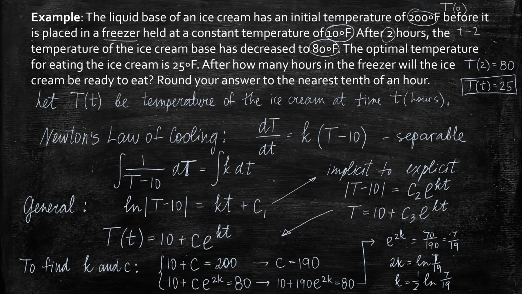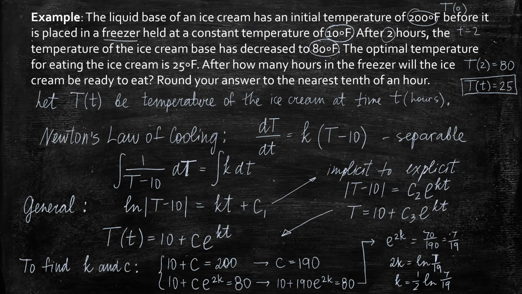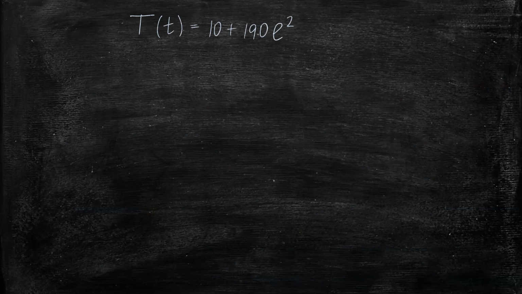So we're going to replace C with 190. So we have 10 plus 190 e to the power kt, but k is equal to 1/2 ln of 7 over 19, so we'll just put that in: 1/2 ln 7 over 19 times t. Again, this is our coefficient k, so you can compute it manually, but I would like to just keep it as is.